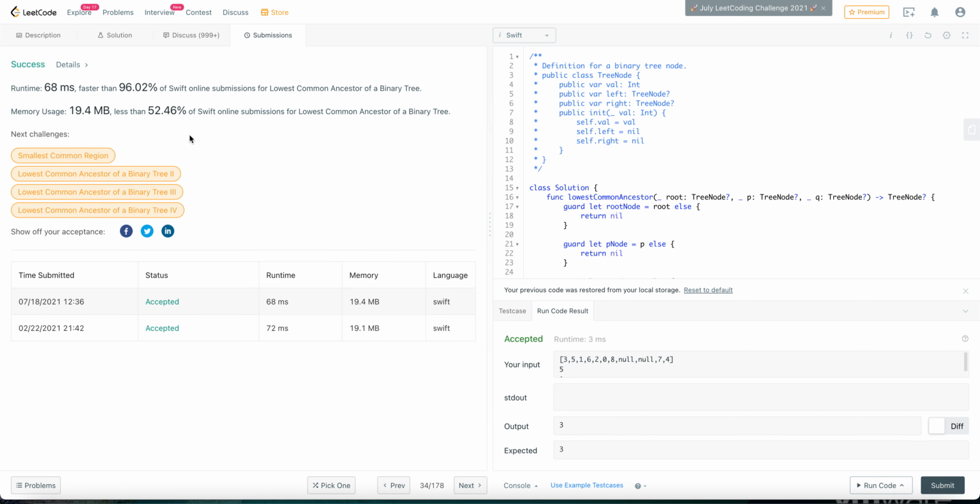Yeah, it's passed. It is 96.02% and 52.46%.